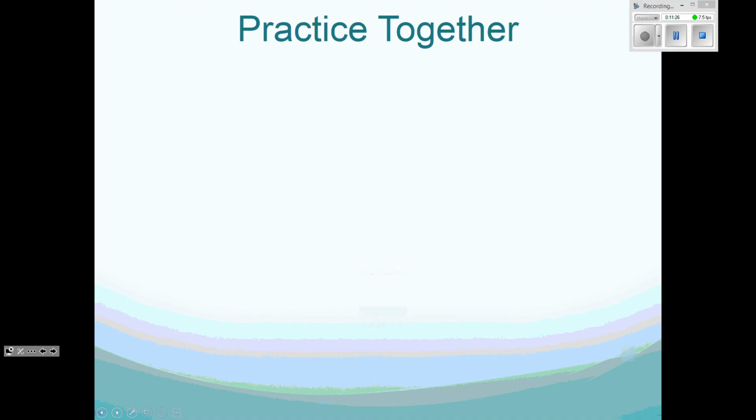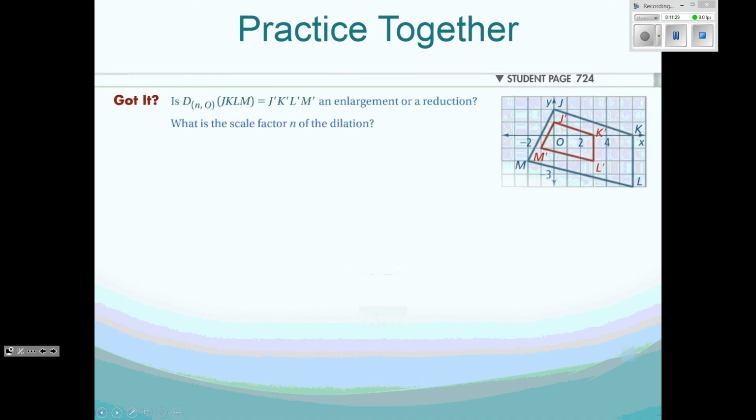Okay, we're going to practice a little bit. Hopefully you can see this in the back of the room. I want you to determine what the scale factor is to go from the blue figure to the red figure. Blue figure to the red figure. I'll give you about 30 seconds or so.